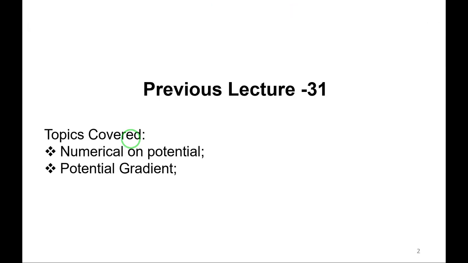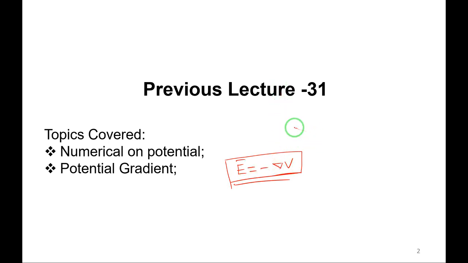Good afternoon, students. In the previous lecture, we have seen the numerical on potential and the potential gradient, and we have established the relationship E is equal to minus del V. This we read as the gradient of a scalar point function, grad V. This is the relationship between the electric field intensity and the potential.